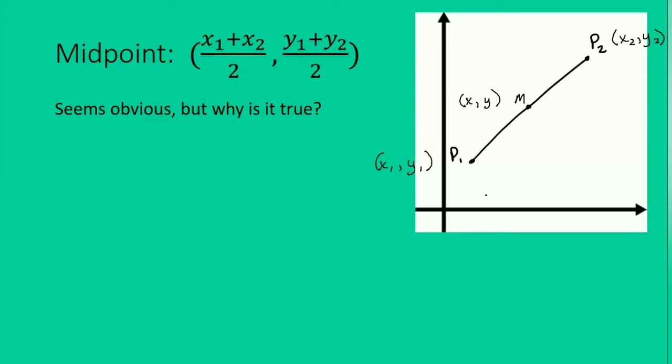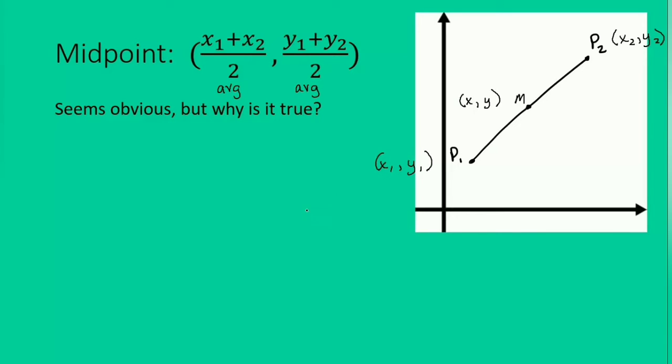So the midpoint formula is saying that if you use the coordinates of P1 and the coordinates of P2 and plug them into this formula, it's going to calculate an x and a y that are halfway between P1 and P2. So it's kind of interesting that the formula turns out to just be the average of the x values and the average of the y values.